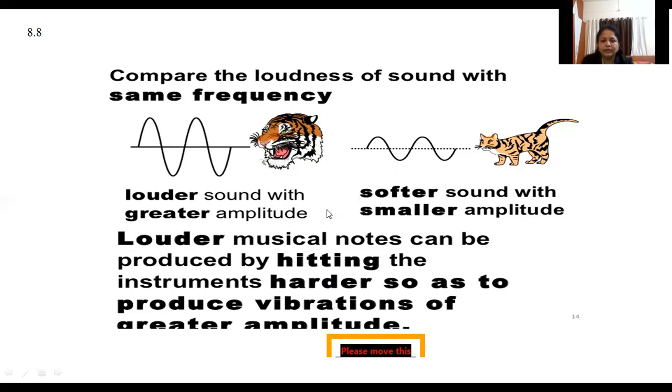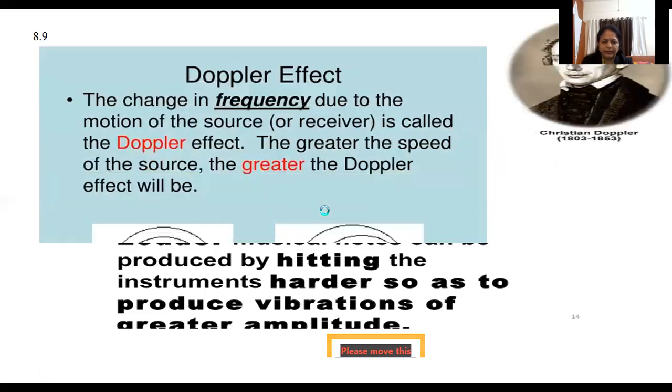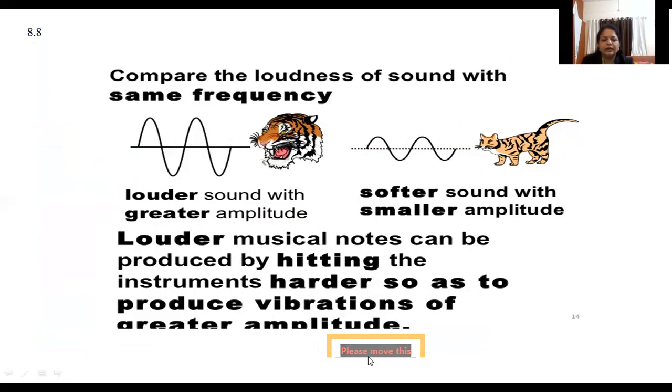So here the qualities of the sound are finished. In the next lecture we will see about the Doppler effect. We will study about the Doppler effect in sound. Here, lecture number 4, I will end this lecture.